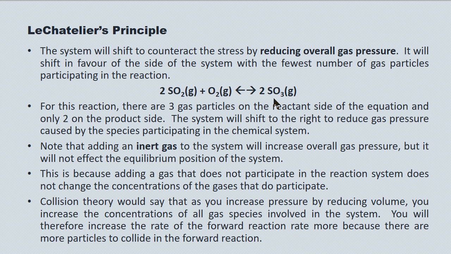Collision theory would say that as you increase the pressure by reducing volume, you also increase the concentration of all gas species in the system. You therefore increase the rate of the forward reaction more than the rate of the reverse reaction because you have more reactant particles in the system. Therefore, you increase the effective collision rate of the forward reaction more than you do increase the effective collision rate of the reverse reaction. So again, masked in this concept of pressure is really a consideration of concentration. The system is reacting to return the relative concentrations of all species to reflect the Kc expression.